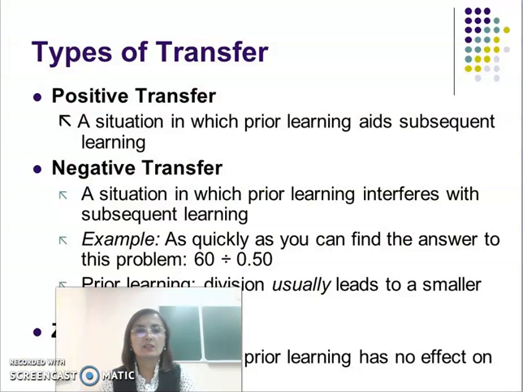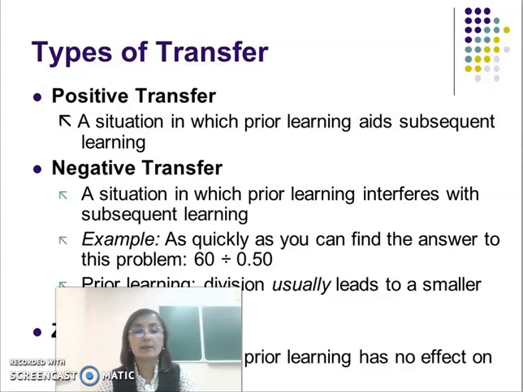So, types of transfer: positive transfer, negative transfer, zero transfer, and in the next slide, we will learn the other types of transfers too. Let's start with the first one, positive transfer, a situation in which prior learning aids subsequent learning. Negative transfer is a situation in which prior learning interferes with subsequent learning.